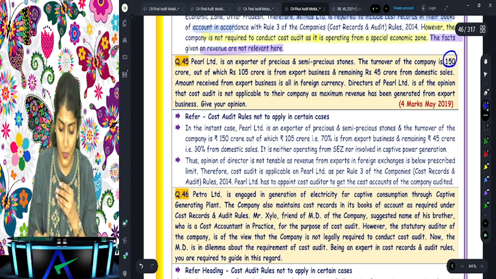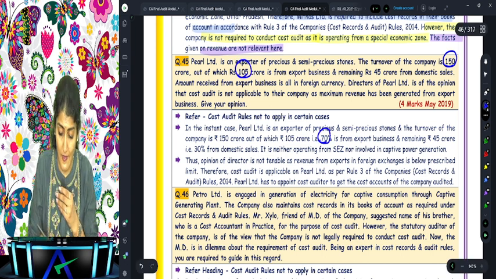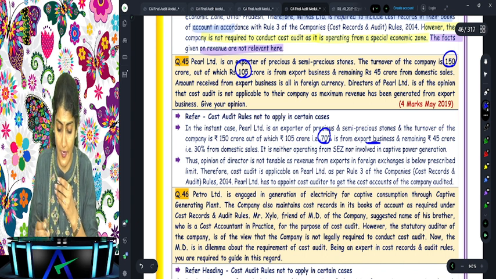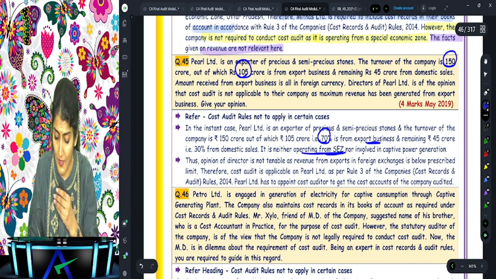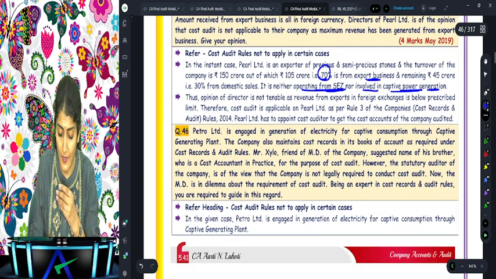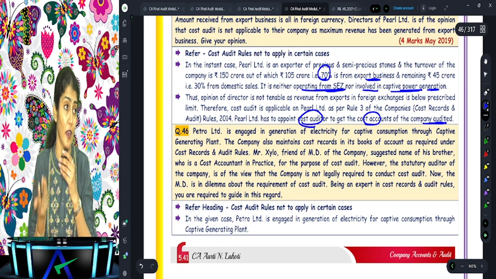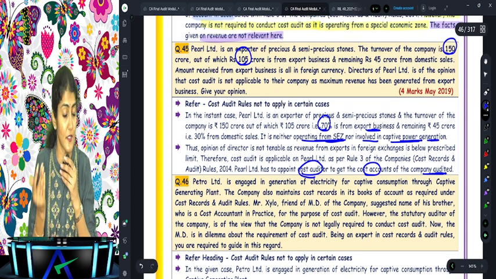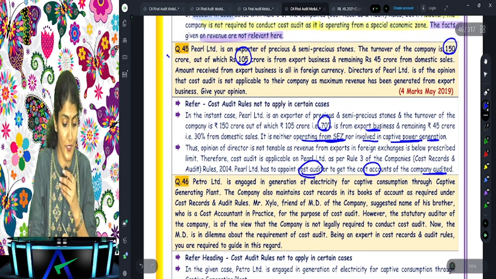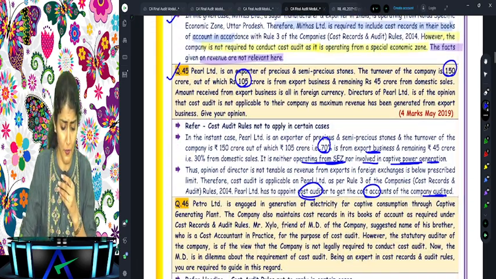So 150 crore, of which 105 crore is coming from exports. That is only 70% coming from exports. It is neither operating from an SEZ nor involved in captive power generation. That is why it needs to appoint a cost auditor and get the cost accounts of the company audited. Are you getting this question, everyone? That is question number 45.